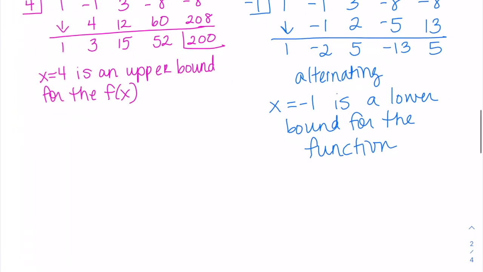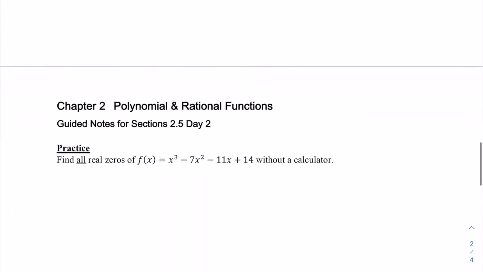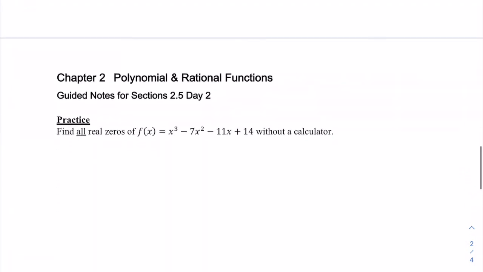Now let's put it together. Okay, so we're going to use both of those theorems, Descartes' rule of signs, the boundedness theorem, and also the rational root theorem, to solve and find all the zeros for this polynomial without a calculator.